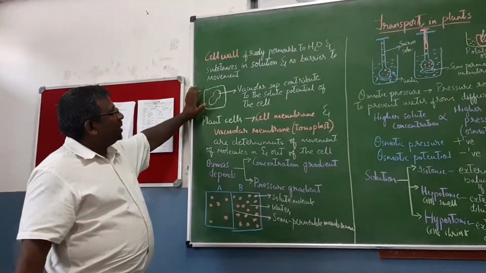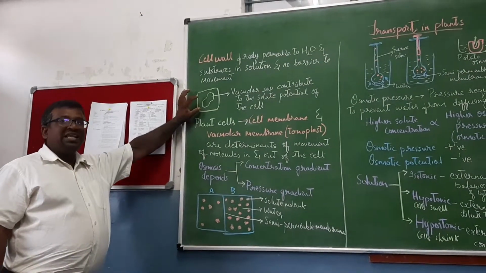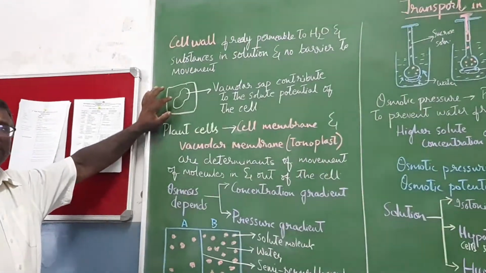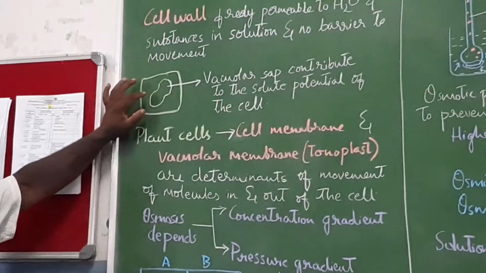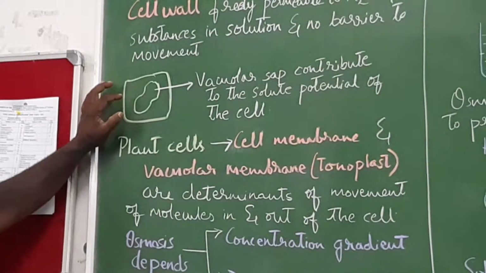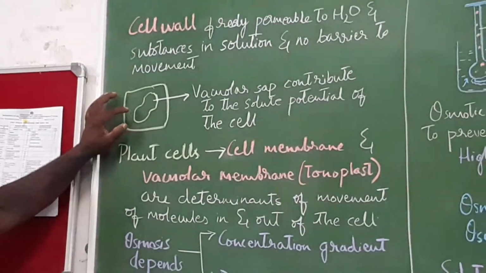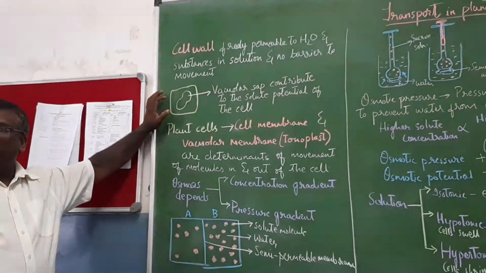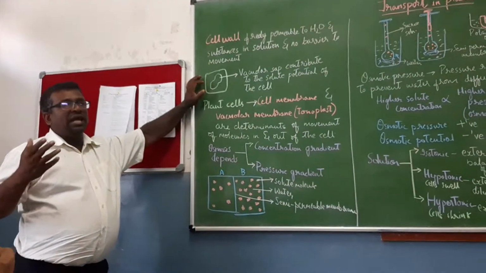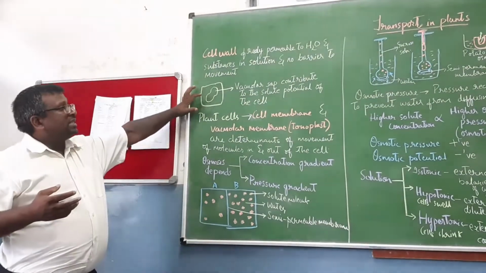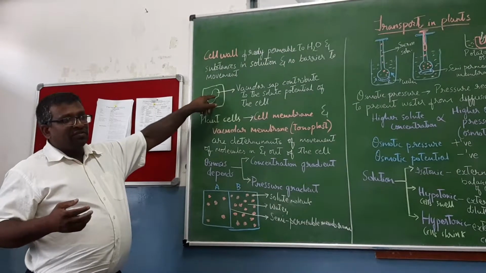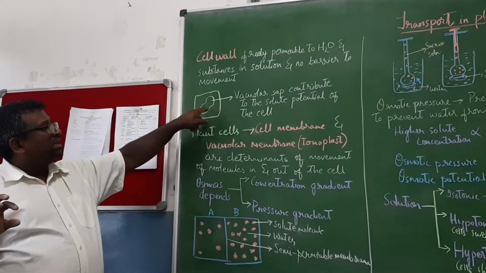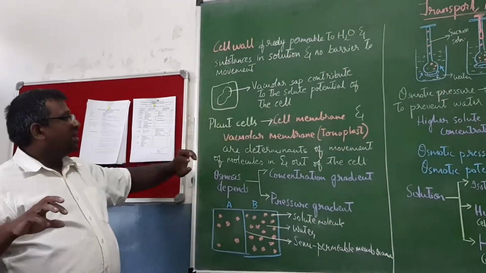Now, what is the solute potential of the cell? We take the vacuolar sap, the fluid that is present within the vacuole. The content of it is what we take as the solute potential of the cell. Vacuoles are there in the plant cell, you know about that. Vacuoles are enclosed by a membrane. What do we call it? Tonoplast, the vacuolar membrane or tonoplast. The solute potential is present because of the contents of the vacuolar sap. So they contribute to the solute potential of the cell. That is what you have to remember.